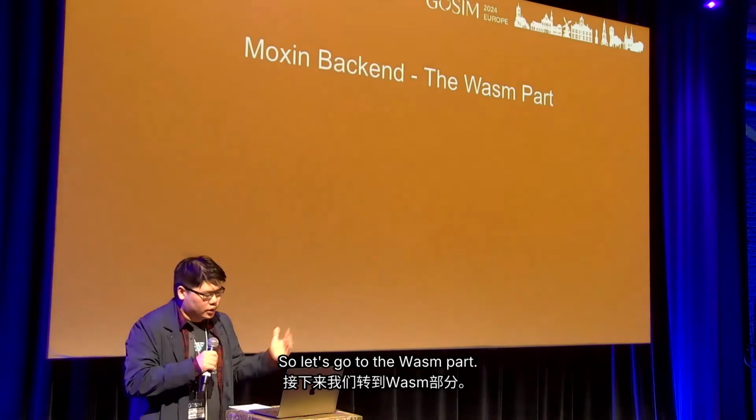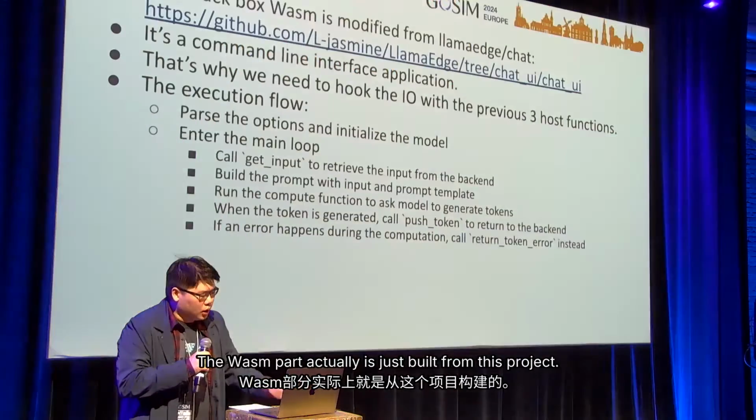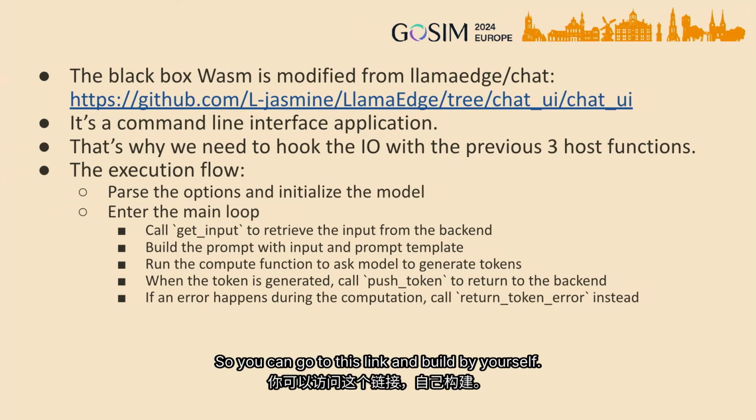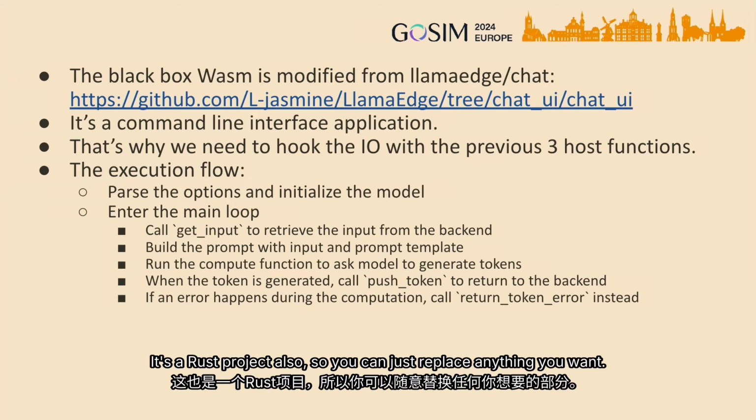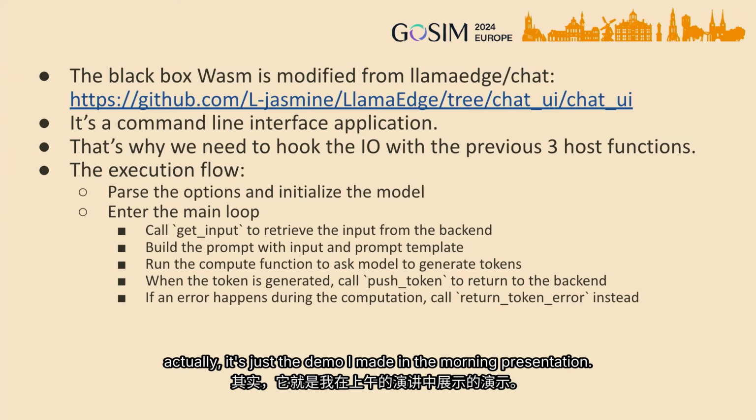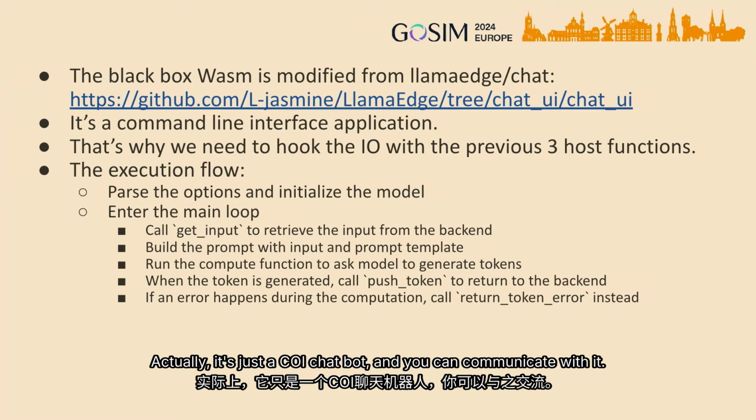Okay, so let's go to the Wasm part. The Wasm part actually is just built from this project. So you can go to this link and build it by yourself. It's a Rust project also, so you can just replace anything you want. And actually, if you use a standalone Wasm runtime to execute this file, it's just the demo I made in the morning presentation. It's just a CLI chat bot, and you can communicate with it.